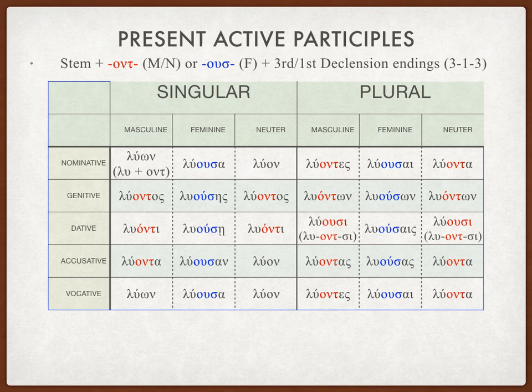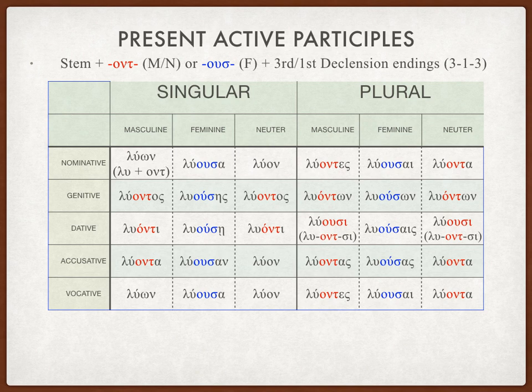Feminine is going to follow a different set of rules because it's going to use first declension endings and a different infix. It will look as follows, starting at the top in the nominative singular. Luusa, luuses, luuse, luusan, luusa. Those are the participle forms for the feminine. And the neuter, remember the rule. If you have a nominative form, which you can't predict in the third declension, luon, you're going to copy it down in the accusative and the vocative. Luon and luon will be used down there. The genitive, luontos, and dative, luonti, are exactly the same as what you get in the masculine.